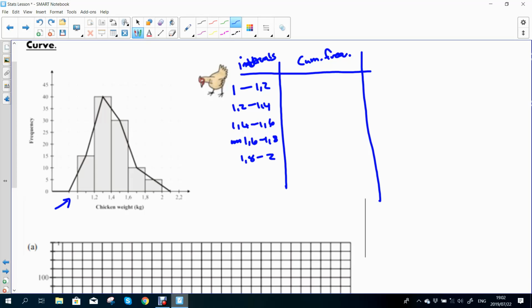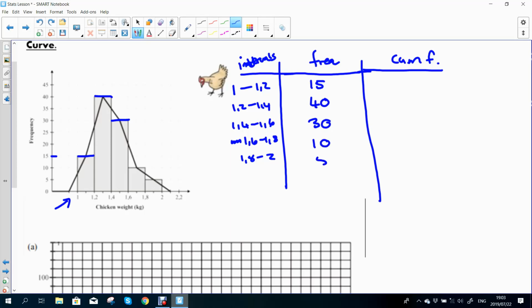And now let's go check what is the frequency. So let's first just find the frequency, and then we'll find the cumulative frequency. So we're just going to read that off. What is the height of the bar? The frequency there is 15, and we're going to enter that. For the next one, the frequency is 40. Then we have 30. Then 10, and then 5.